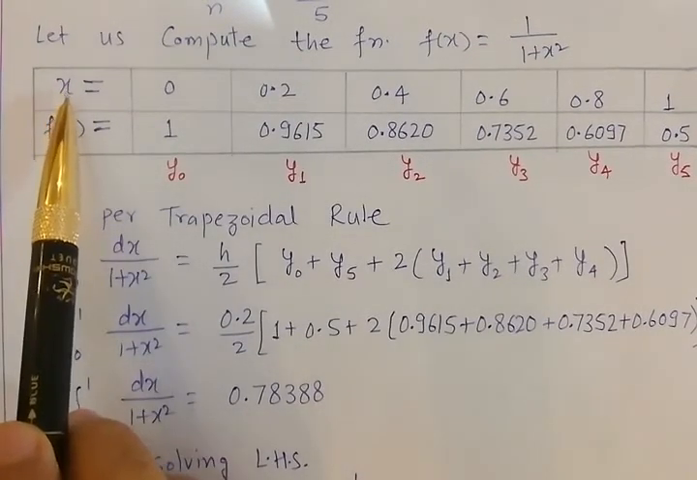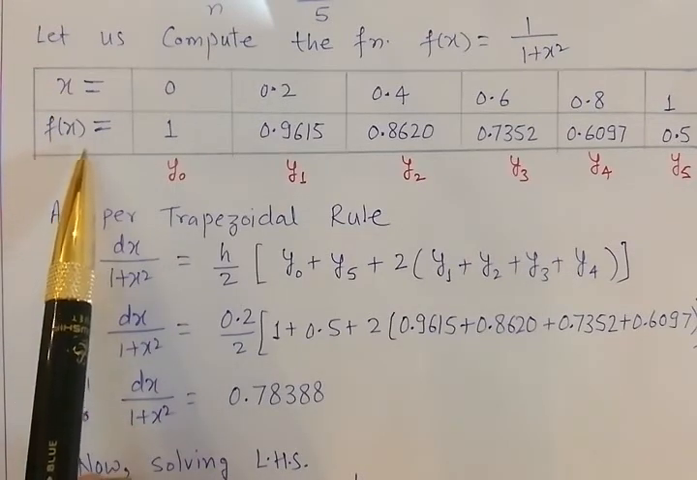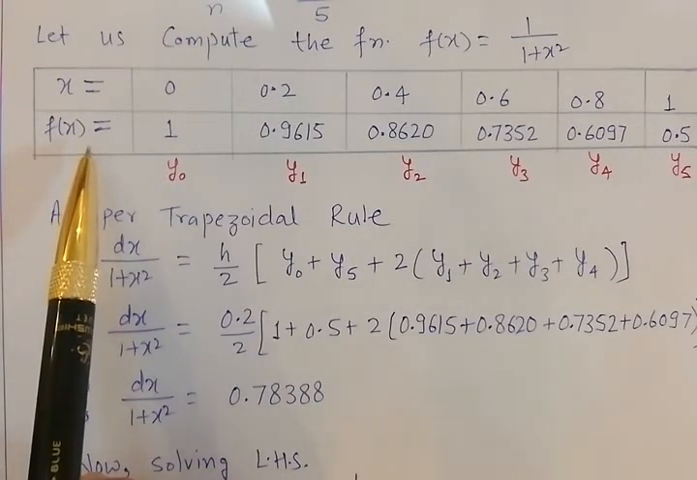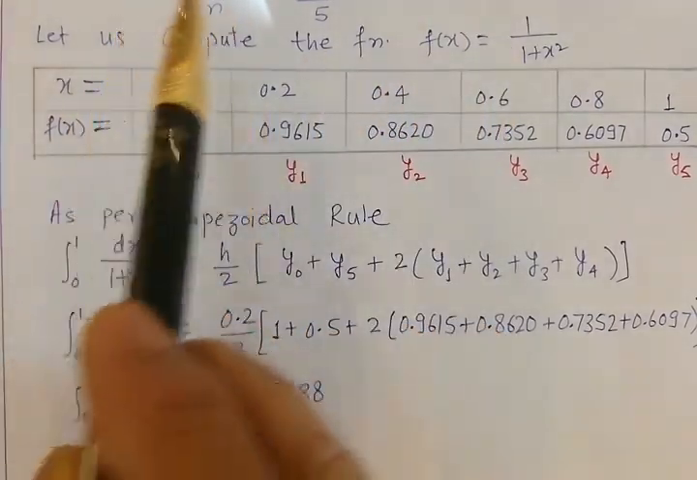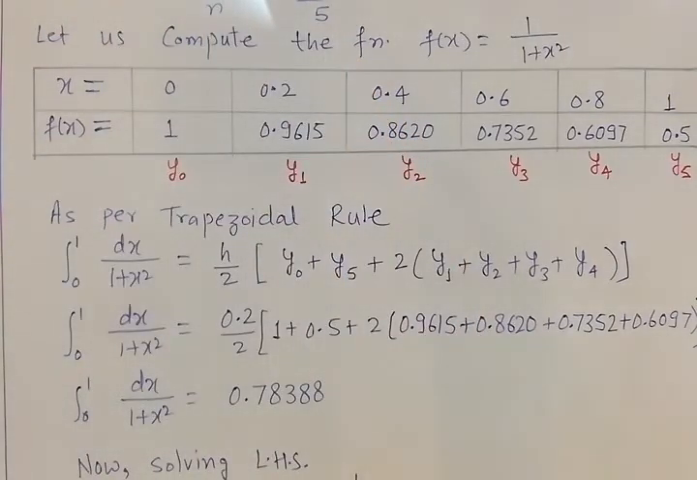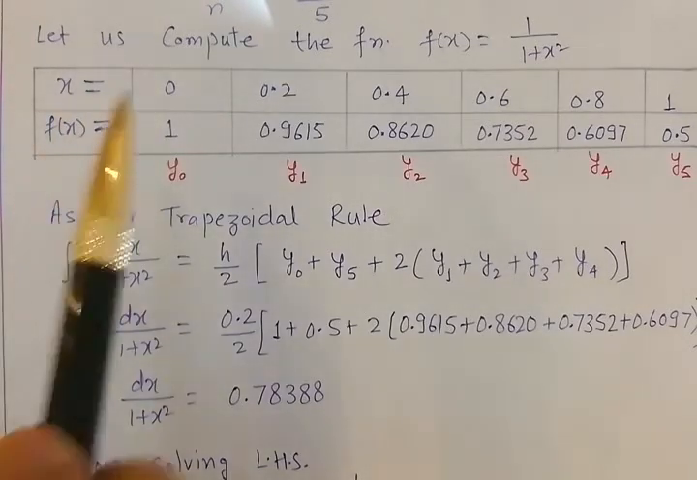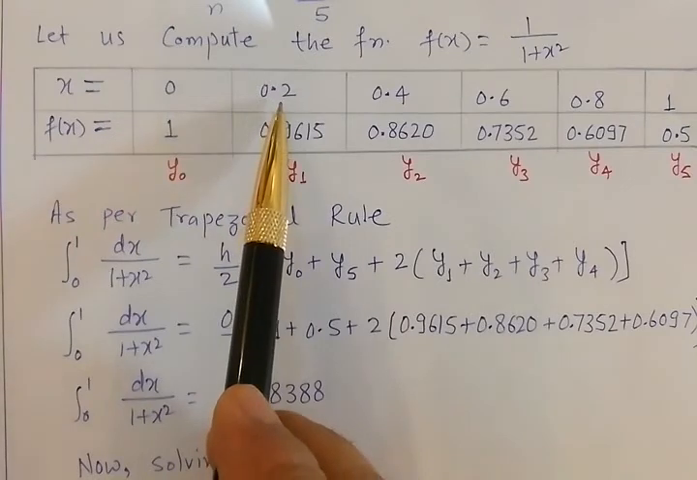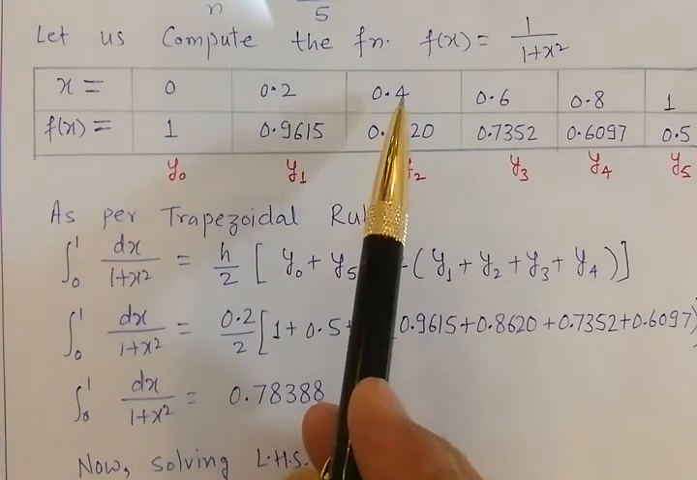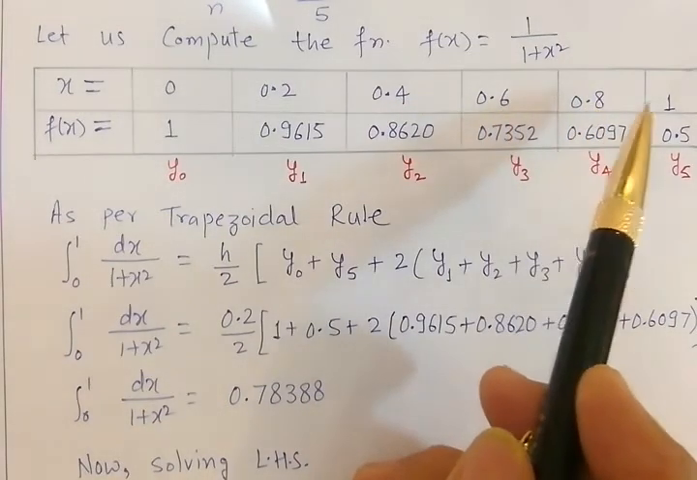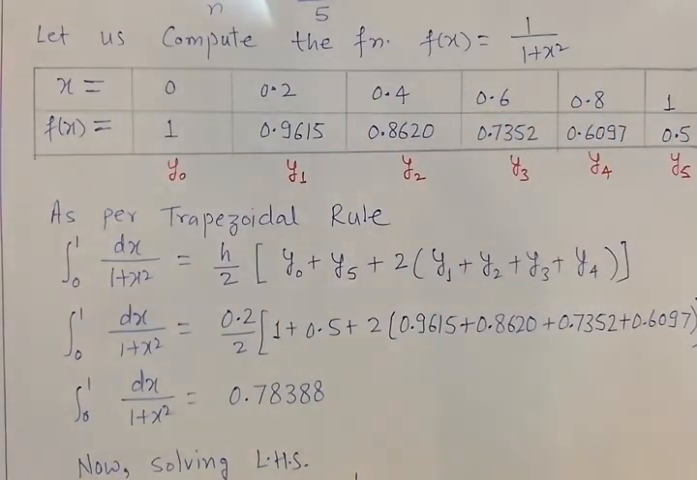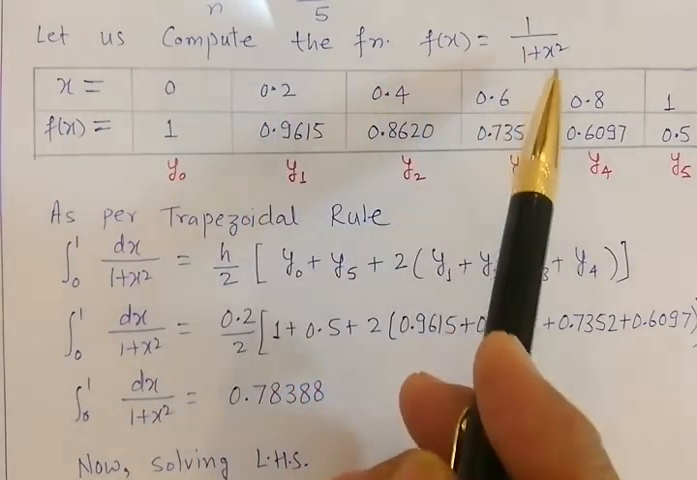We made a table for x and f(x). What is f(x)? You know, 1 upon 1 plus x square. It is given here. So 0.2, what will be the first value? First value is 0, because the total integration is 0 to 1. So 0 is the first value, 1 is the last value. Now spacing is 0.2, so the next value will be 0.2, then plus 0.2, 0.4, 0.4 plus 0.2, 0.6, 0.6 plus 0.2, 0.8, and 0.8 plus 0.2, 1.